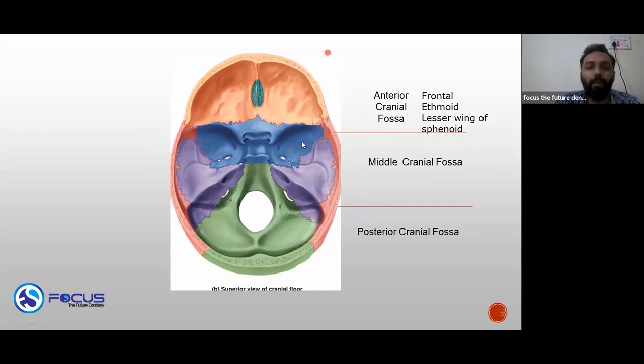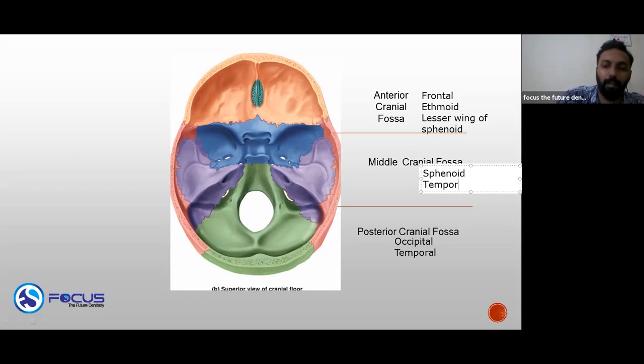Now, what about your posterior cranial fossa, which is the major bone here? This green colored one is occipital. Then you have the part of temporal, which forms the posterior cranial fossa. So what about the middle cranial fossa? You have the major part of your sphenoid and your temporal bone. Okay, these are the various cranial fossas.